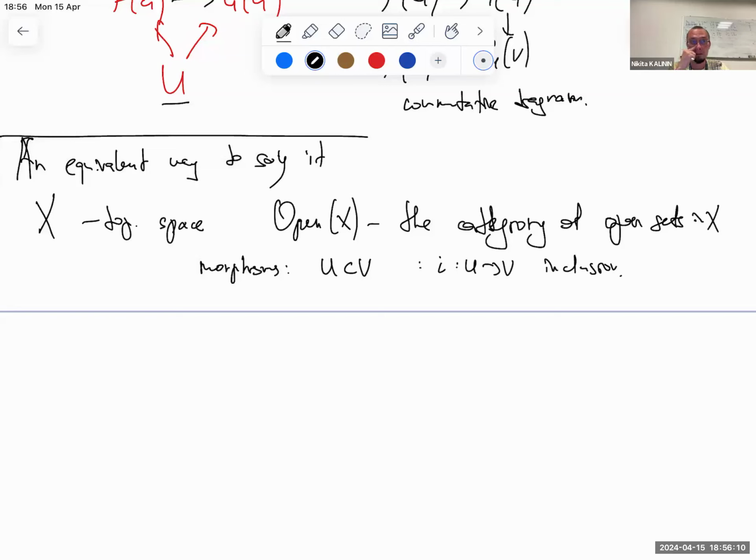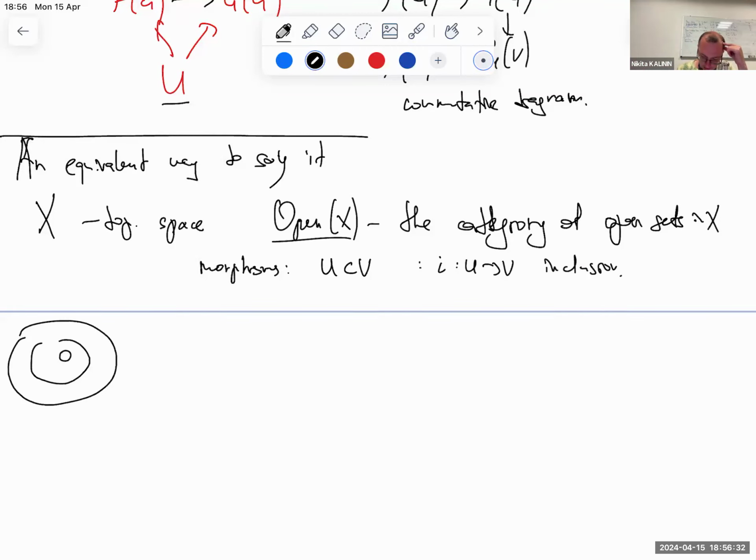Right, and then, if you remember, what we require from a category is that we must have the composition of morphisms. And yes, here we have it. If you have a small open set, a big open set, and an even bigger open set, then indeed we have this chain of inclusions.